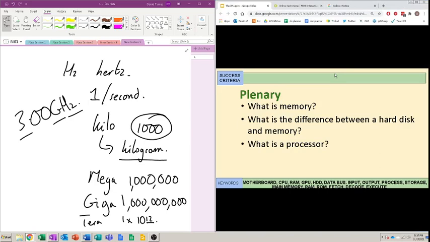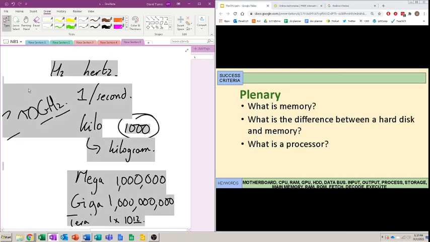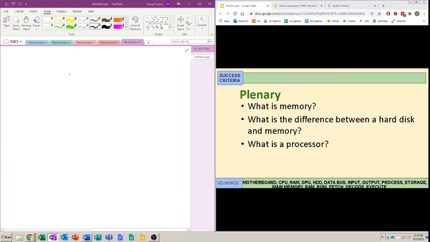So, I hope today has been insightful on the CPU. So let us quickly recap what we've gone through. We've basically answered 3 different questions. What is memory, the difference between the hard disk or permanent storage and memory, and what is a processor? So to recap, memory is the temporary storage place that the computer uses to store all of its data and instructions while the computer is running.